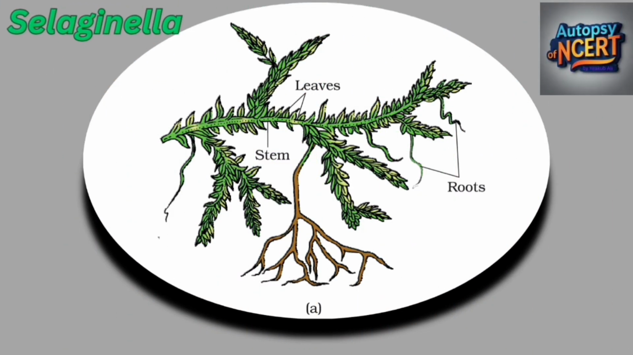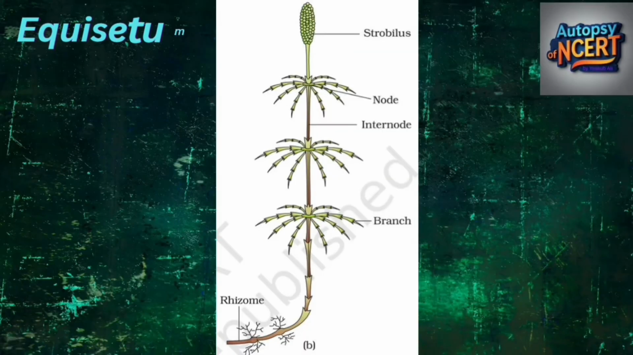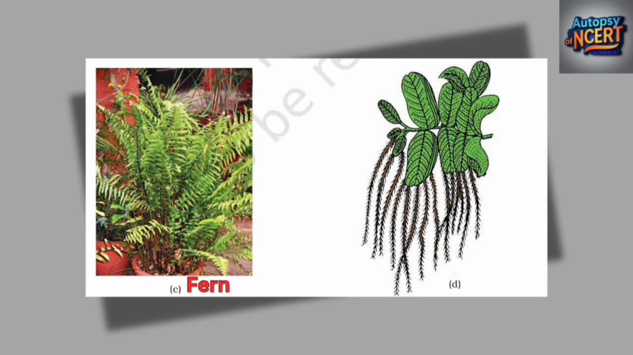Selaginella. Roots. Stem. Leaves. Equisetum. Strobilus. Node. Internode. Branch. Rhizome. Fern. Salvinia.